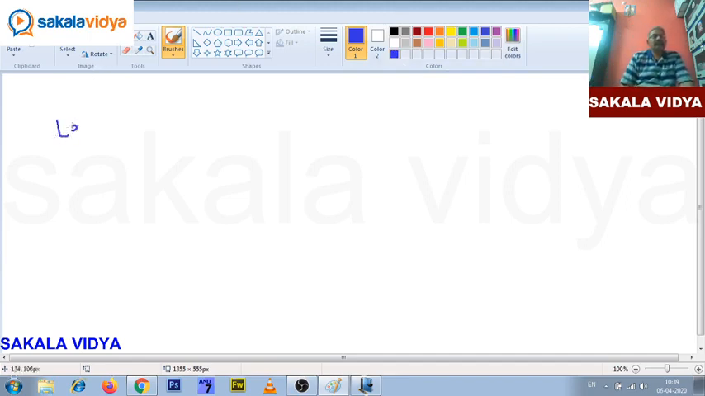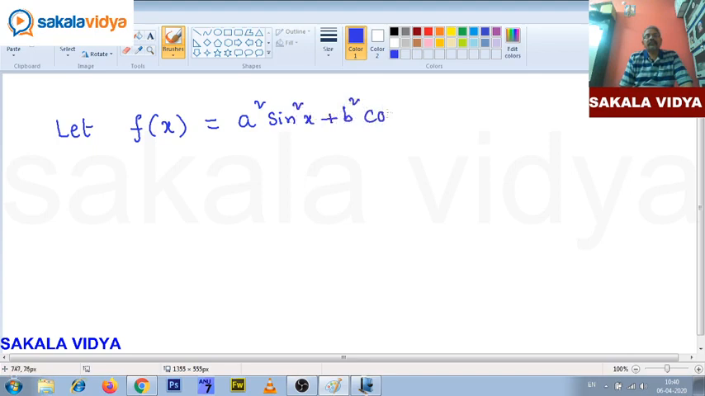So, let us consider a function, say f of x is equal to a square sin square x plus b square cosecant square x. So, what is its range? Anybody? What is its range? Okay, clear? This question is clear? Okay.